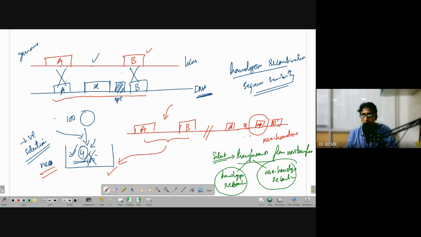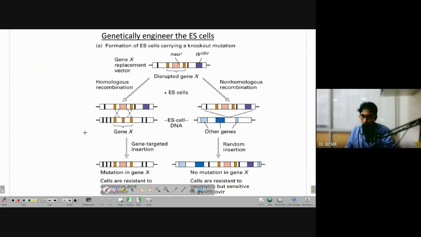For selection of transfectants from non-transfectants, we are going to use positive selection. And to distinguish homologous recombinants from non-homologous recombinants, we should be able to use negative selection. So say for example, the ideal situation would have been that okay, I will just use this slide that is actually indicating that.